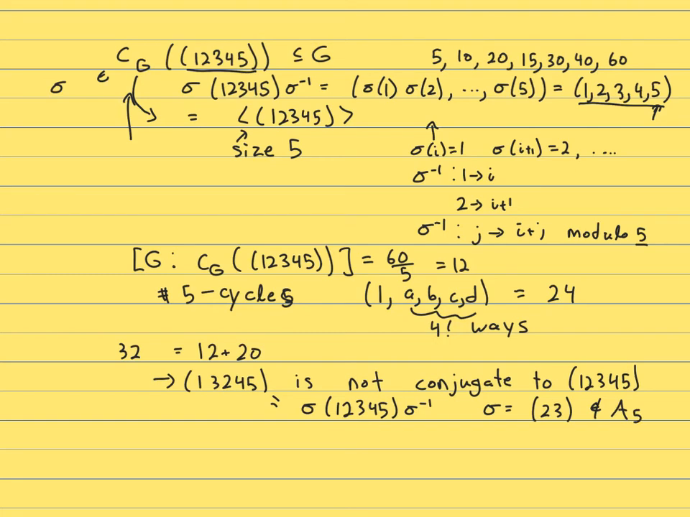Granted, that part's not really that important for our argument. The important part is that there exists another 5 cycle that's not among the 12. And by the exact same arguments we just gave here, the size of the conjugacy class of that 5 cycle is also 12. So we can update our count. And so we got 44 of the 60 elements into 3 conjugacy classes of these 3 sizes.